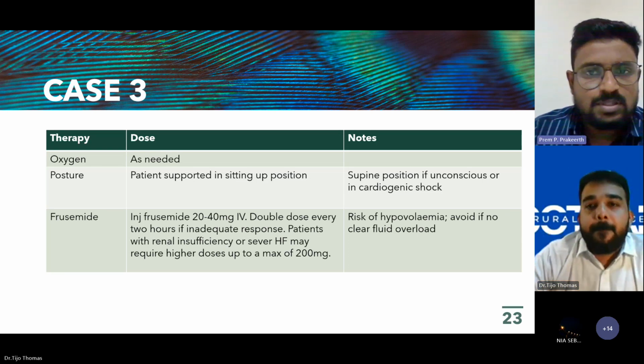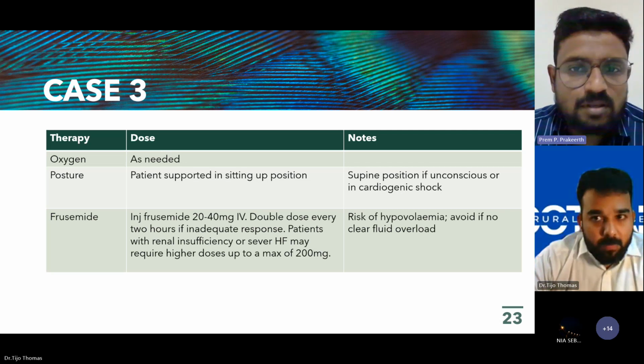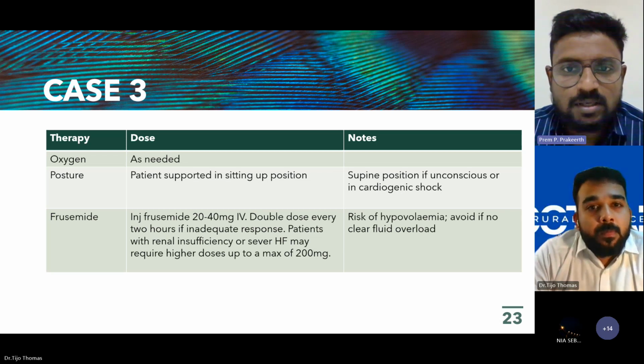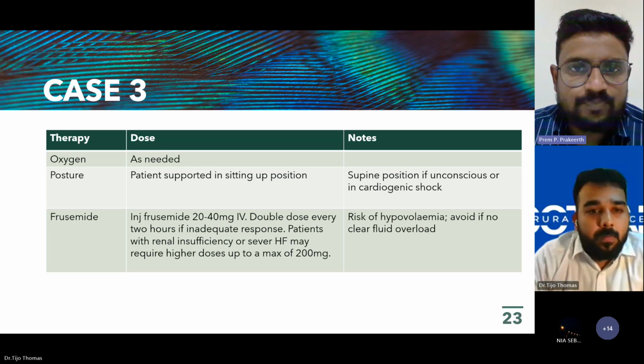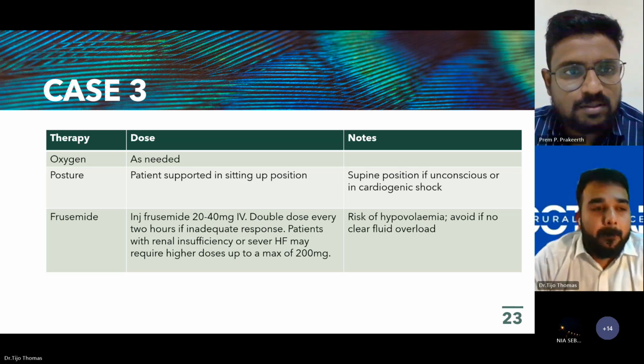Nothing, just giving oxygen, giving a proper position, and giving Lasix. That can be done anywhere. Even if you're working in a peripheral center, you can do at least this much, so that you'll get some time.